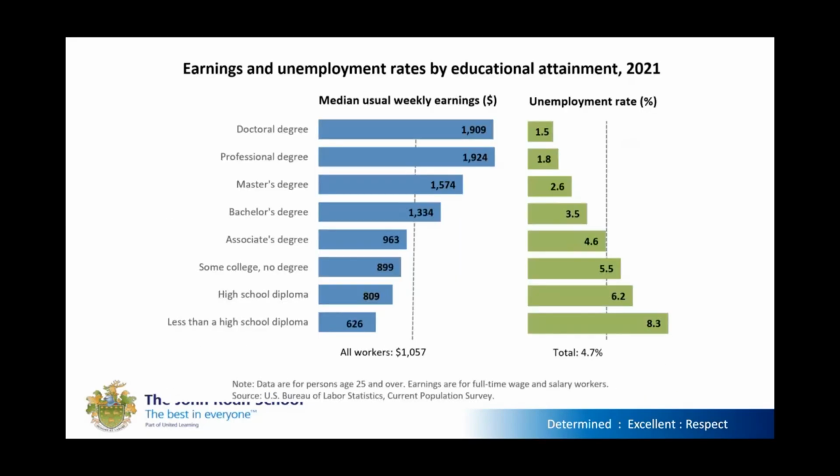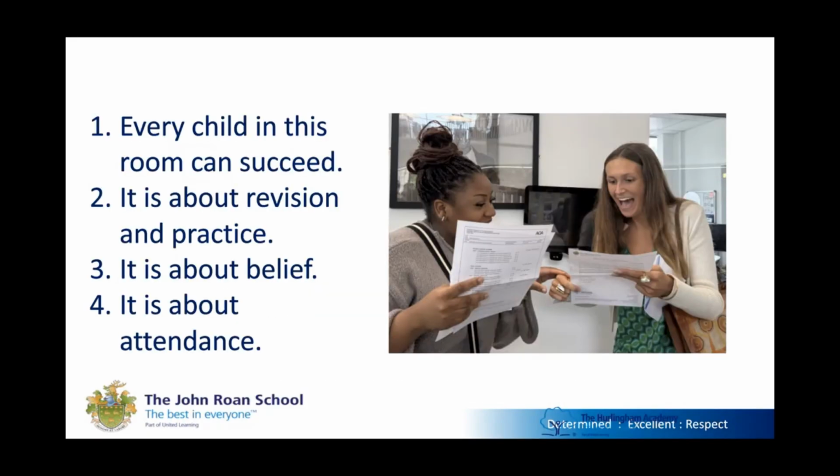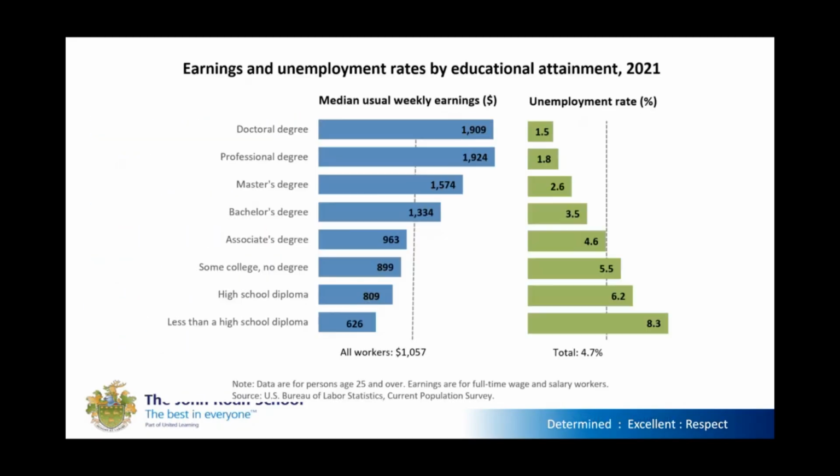And the next slide also identifies this as well. We can see the same trend on this graph. The higher levels of education lead to higher earnings and low unemployment. Getting the grades over the next 2 years is simply not about Ofsted, United Learning, or the John Roan School. It's actually about making sure that your son and daughter is set up for the rest of their lives.